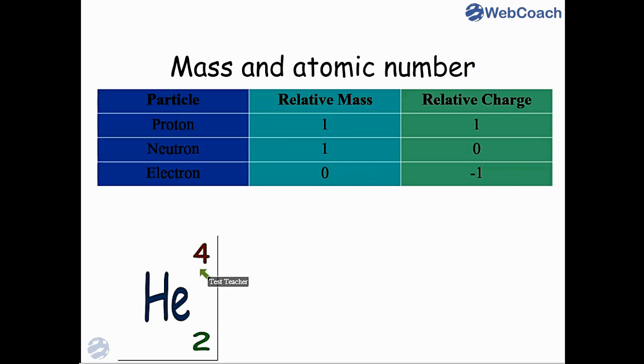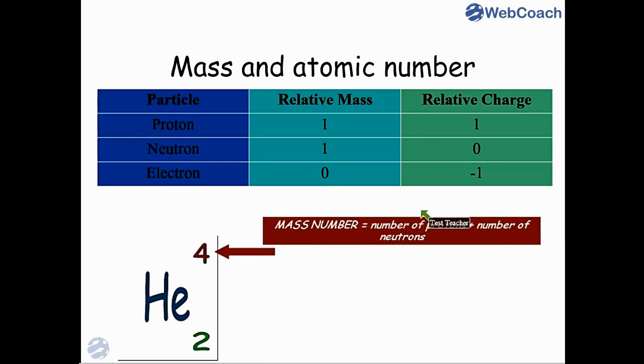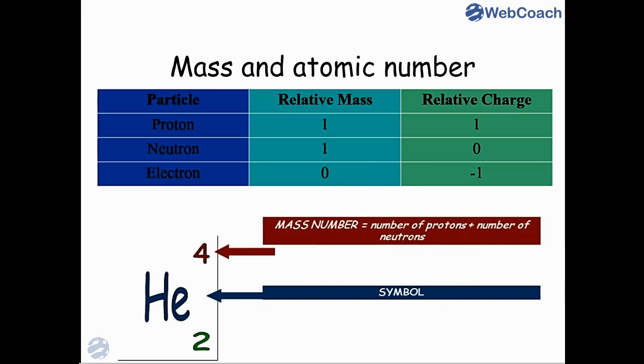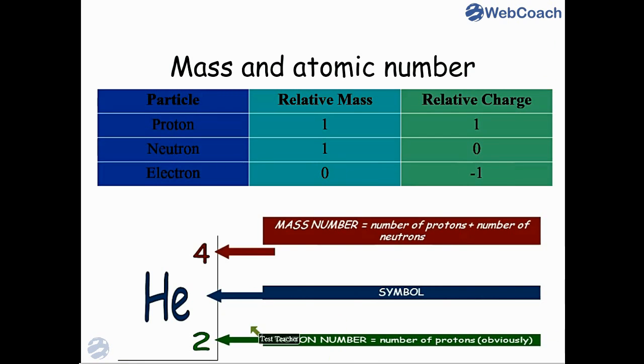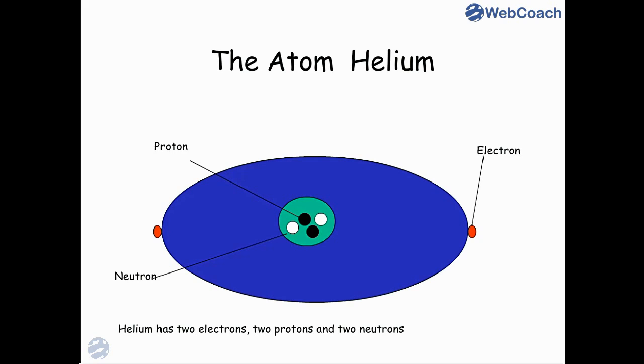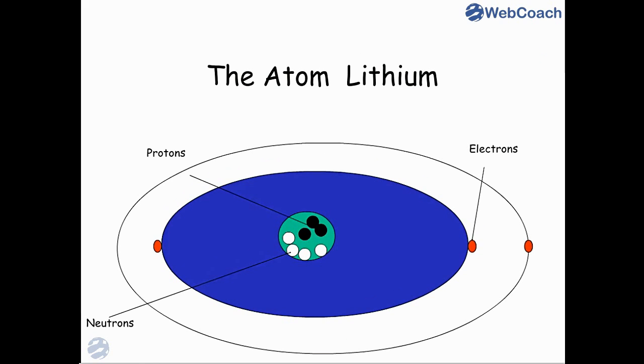So when we move across the periodic table, we often see notation like helium 4, 2. This is the atomic mass number, and this is the atomic number. The mass number is the sum of the protons and the neutrons. Similarly, this is the symbol of an element, and this is the proton number, the number of protons or the number of electrons. That is what is meant by the atomic number.